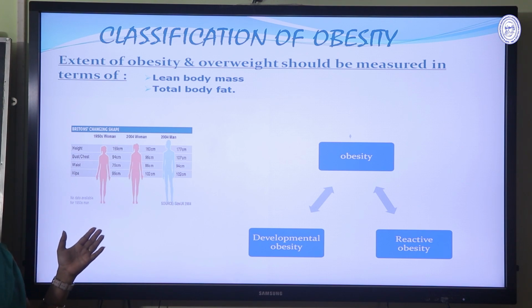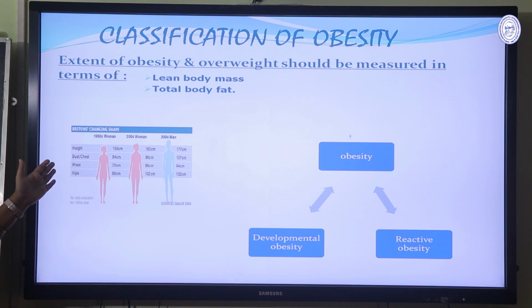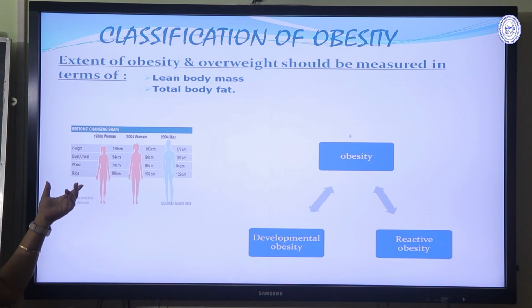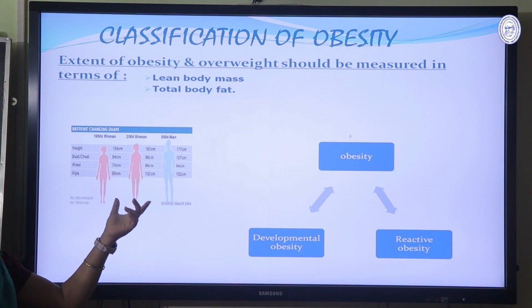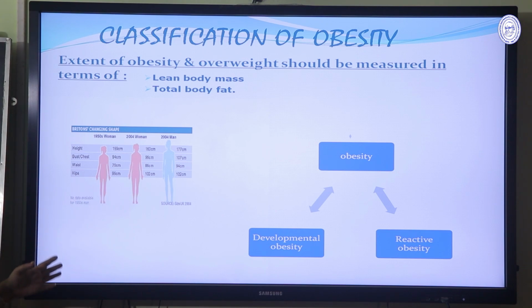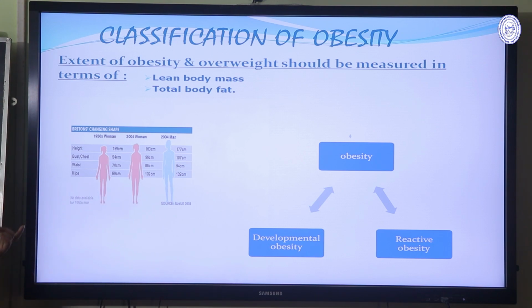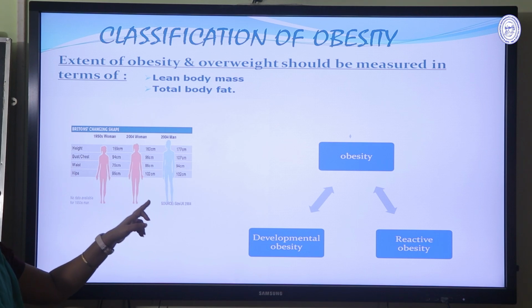A study was carried out from the 1950s up to 2004, continued at a gap of 10 years, and it has been observed for females that the bust line increases in 50 to 55 years just from 94 centimeter to 96 centimeter. But in case of waist and hip, the increase is from 70 centimeter to 86 centimeter and 99 centimeter to 102 centimeter.